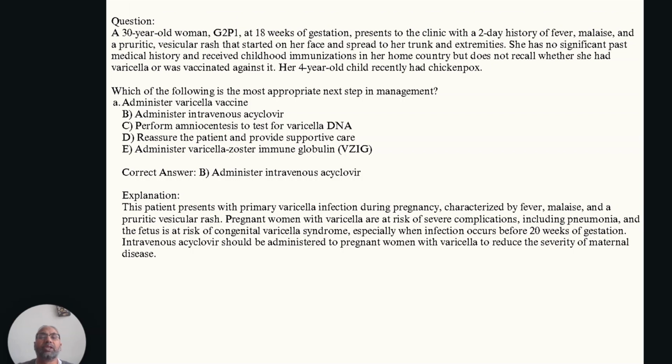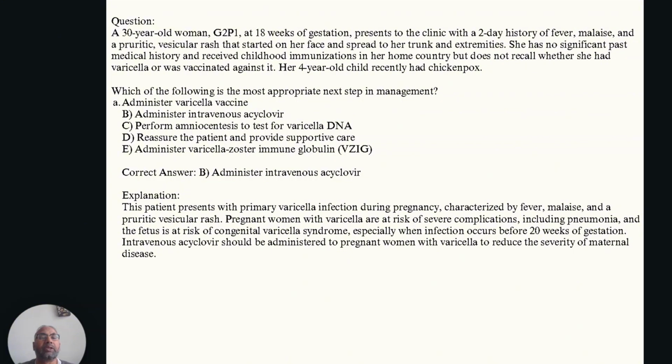She has no significant past medical history and received childhood immunization in her home country, but does not recall whether she had varicella or was vaccinated against it. So this is a suspicious case of varicella, not confirmed yet. Her 4-year-old child recently had chickenpox. So there is somebody else in the house who had chickenpox, and there is always a chance of getting it from the child. So what is the next step you are going to do here?